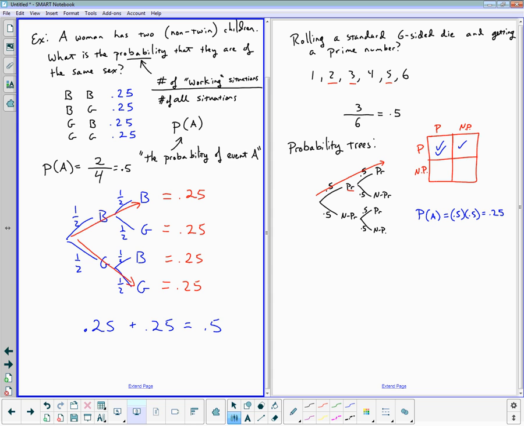Yeah, biology does very similar kinds of things when you're talking about genetics, probability of a recessive gene and all that stuff. So it pops up.